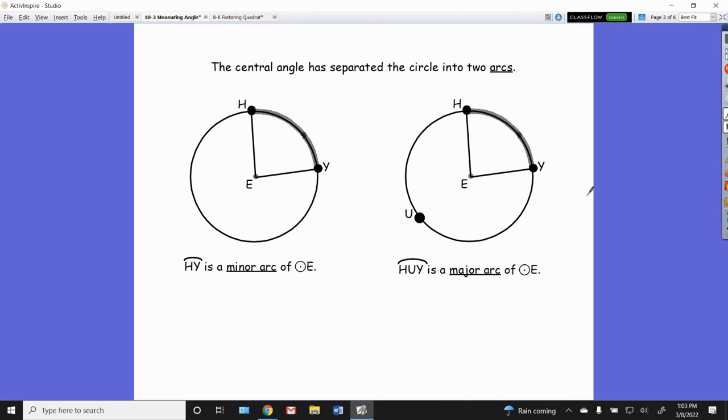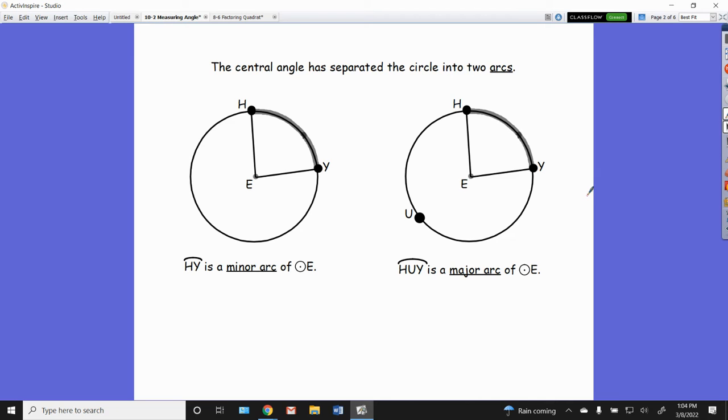Listen to me carefully. If it has two letters, it is automatically a minor arc. I'm going to say it again because a lot of people messed this up on the quiz. If it has two letters, it is automatically a minor arc. Now, guys, a minor arc is always less than half of the circle.